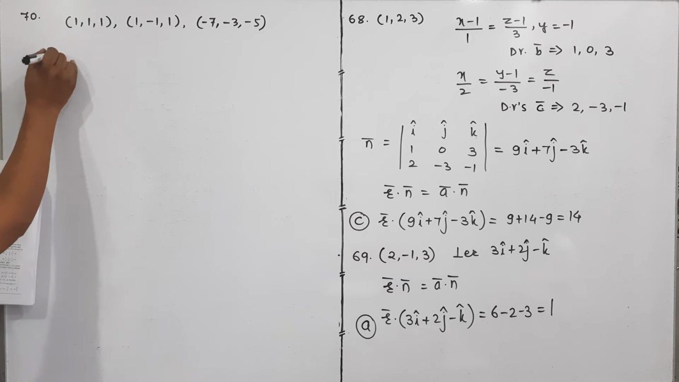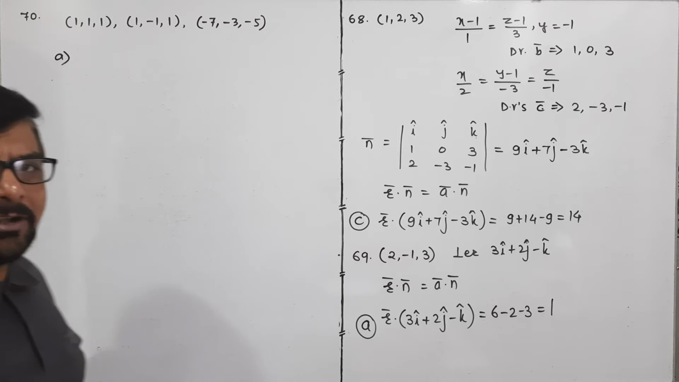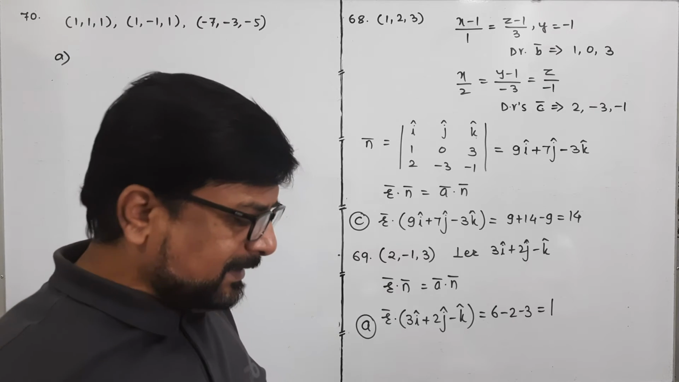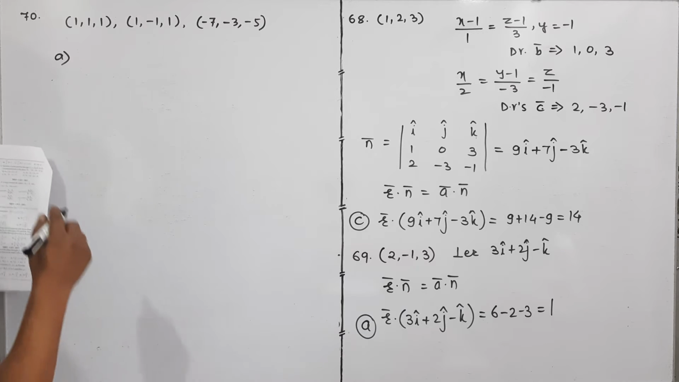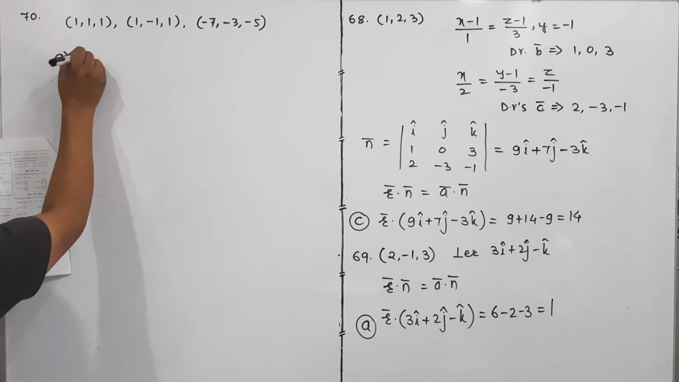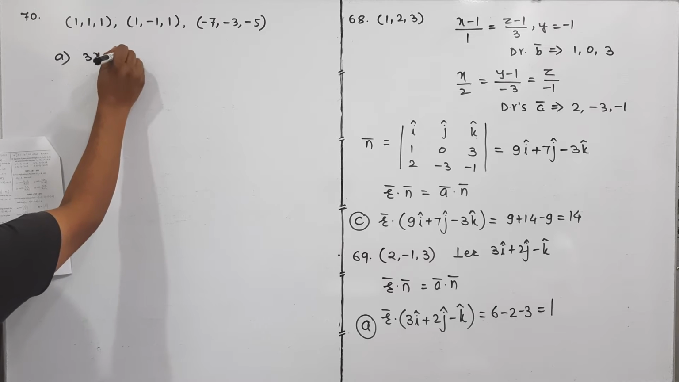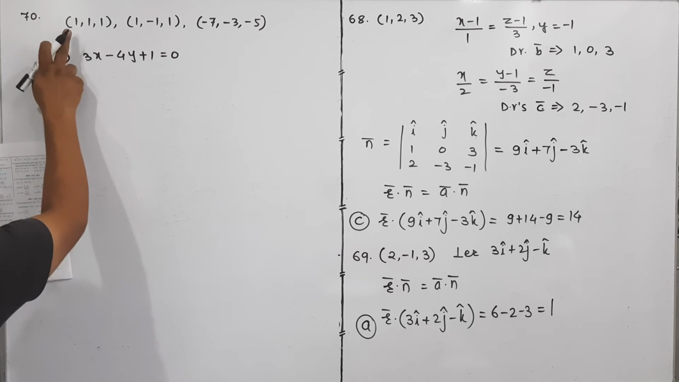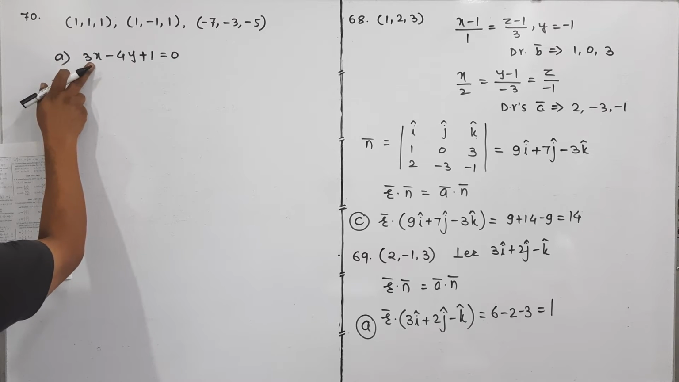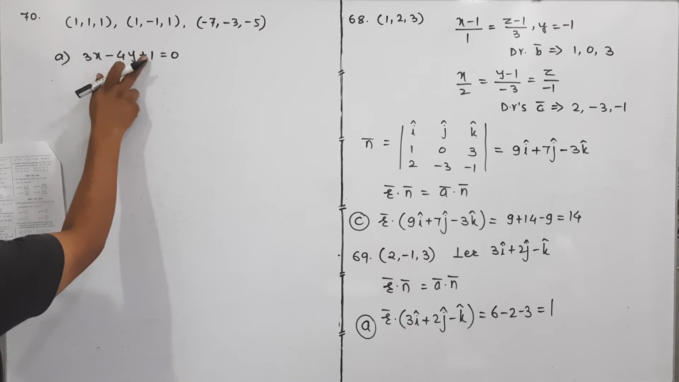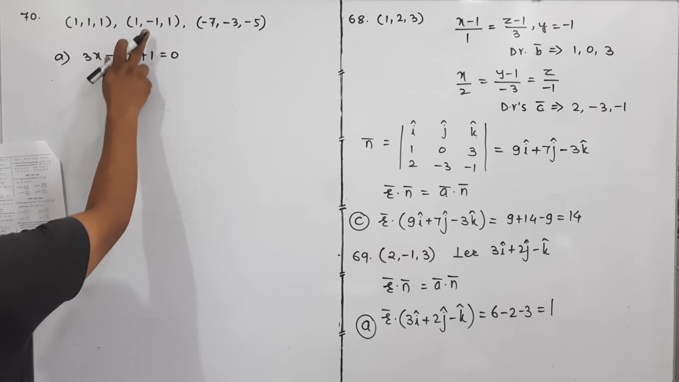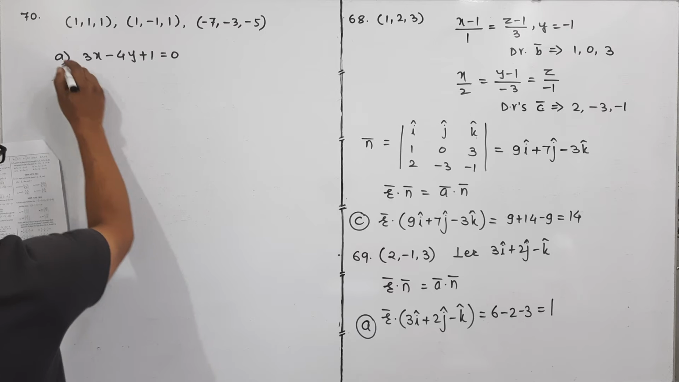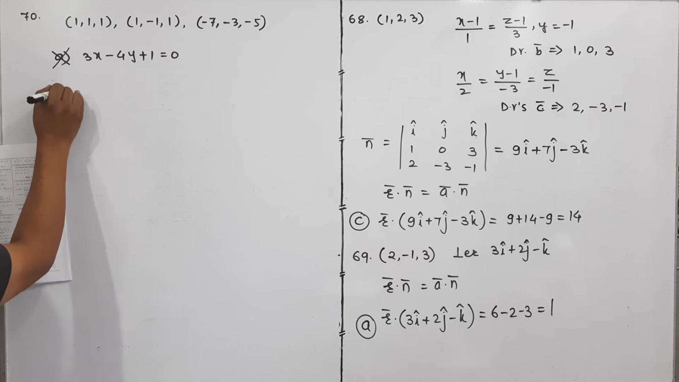Like in option A, the given equation is in Cartesian form, but we can write it in Cartesian form. The first equation is 3x minus 4y plus 1 equals 0. Check. 3 minus 4 plus 1, it is satisfied by this point. Check for this point: 3 plus 4 plus 1 is not 0, which means A is not your correct option.